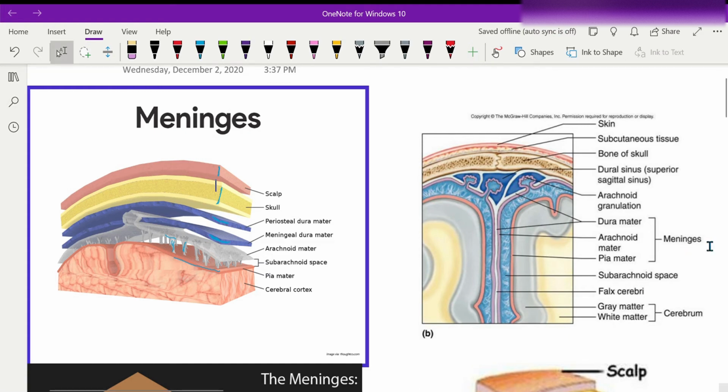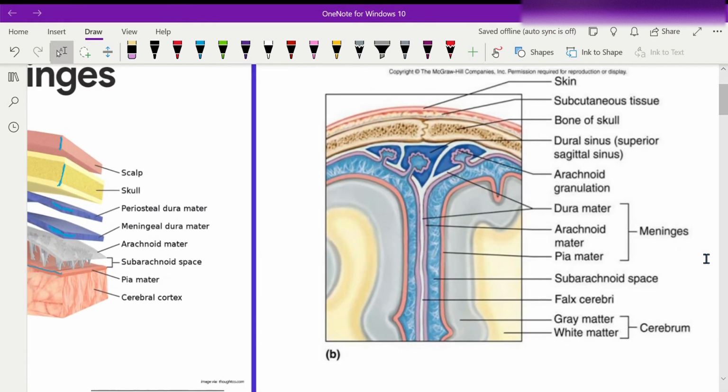And on this diagram, we have the same structure. So we have the gray matter, the white matter, there's the pia mater, and here's the subarachnoid space. This is subarachnoid space. Then arachnoid mater. Subarachnoid hemorrhages sometimes occur, so it would occur in this area.